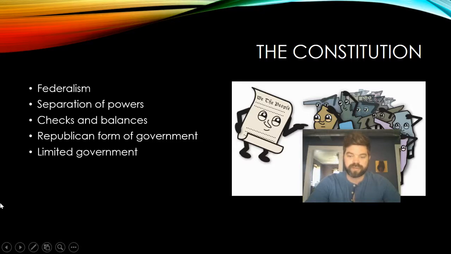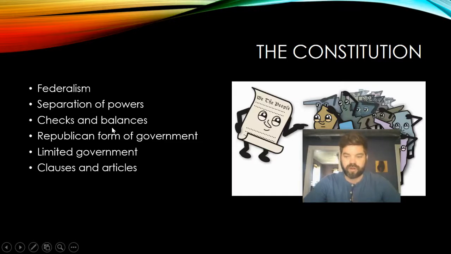Limited government: government can only do what's written down on paper. It's not like Nazi Germany, where Hitler could basically do whatever he wanted. Our government is limited to what it can do as written in the governing documents. That's what limited government is. Governments can only do what is written down and stated, and can't go beyond that.